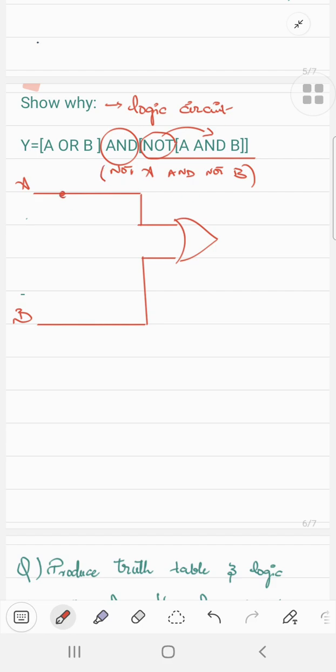Let's draw it. You will take a junction from A and you will bring it downwards. Then NOT B, you will take a junction from B and you will bring it downwards. Here we'll be drawing the NOT gates for it. Okay, and a NOT gate for B, sorry, A. Now through the AND gate we will join both of them.